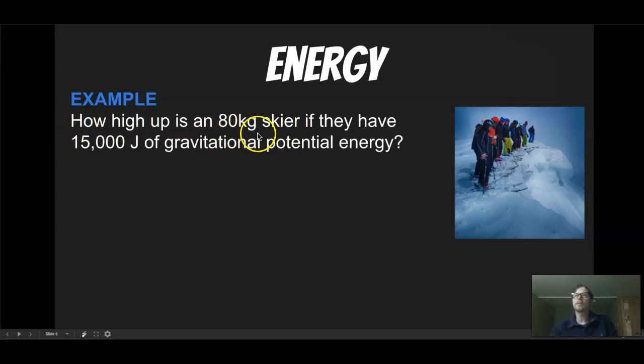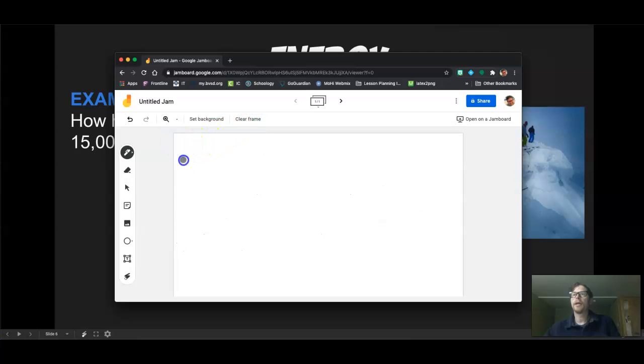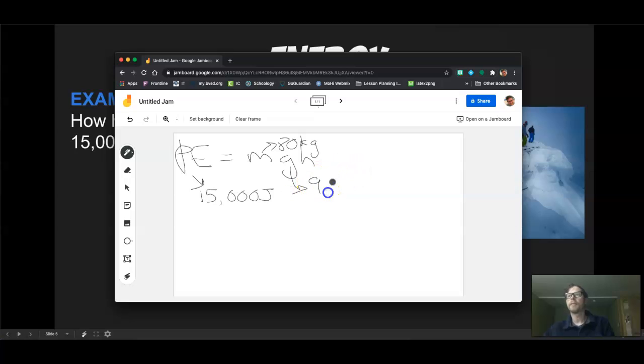So we've got an 80 kilogram skier. They have 15,000 joules of gravitational potential energy. We want to know how high above the ground they are. So let's pull up our Jamboard again and try again with the same formula, PE equals mgh. Now we know that the PE is 15,000 joules. The mass is 80 kilograms, and the g is 9.8 meters per second squared.